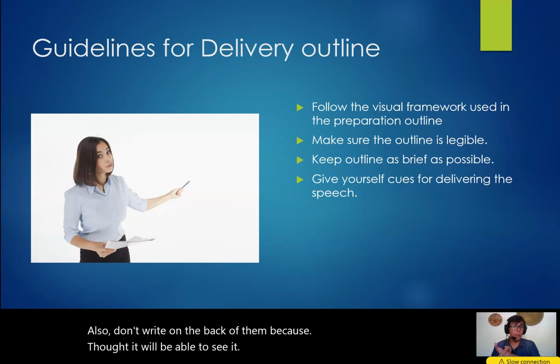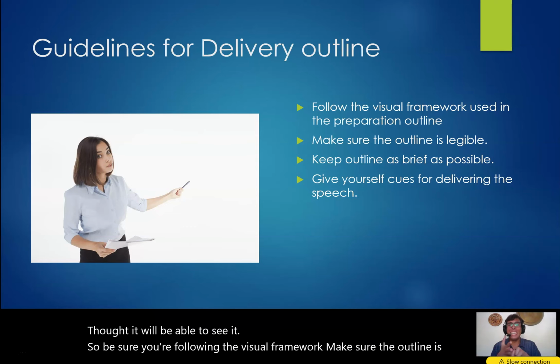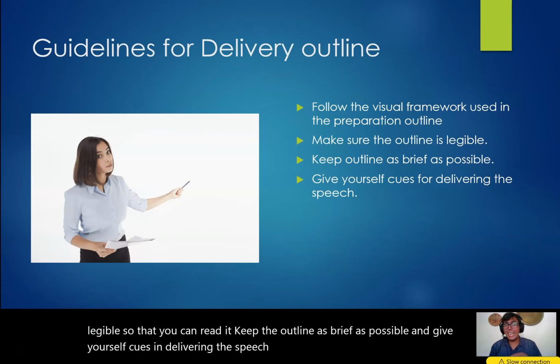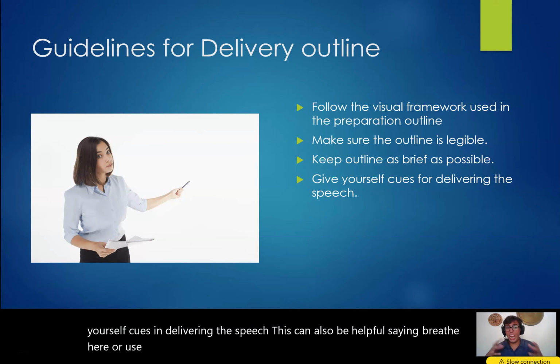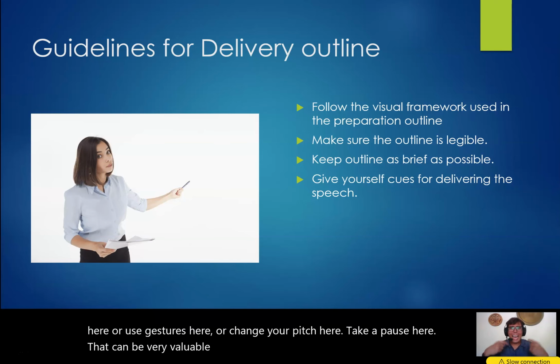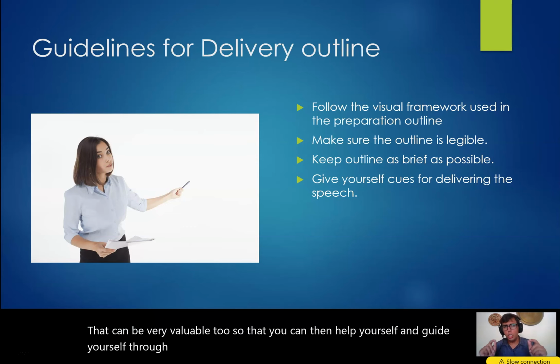So be sure you're following the visual framework. Make sure the outline is legible so that you can read it. Keep the outline as brief as possible and give yourself cues in delivering the speech. This can also be helpful, saying breathe here, or use gestures here, or change your pitch here, take a pause here. That can be very valuable too, so that you can help yourself and guide yourself through your delivery so that you are more impactful in your speech.